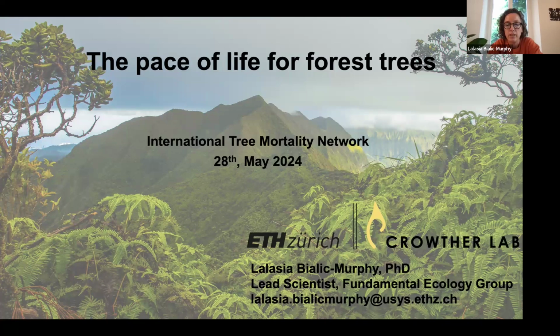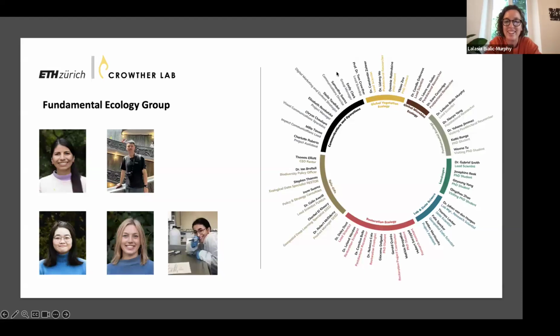To give you a bit of context of who I am, as Tom mentioned, I'm Lalasia Bialic-Murphy, and I'm a lead scientist within the Crowther Lab. This is my amazing team in the fundamental ecology group. So we're nested within this larger group that studies a lot of different ecological scales, as well as several different groups that work on the intersection between applied restoration and conservation management, as well as policy, and how we can use academic research to help inform these larger projects in the applied realm.